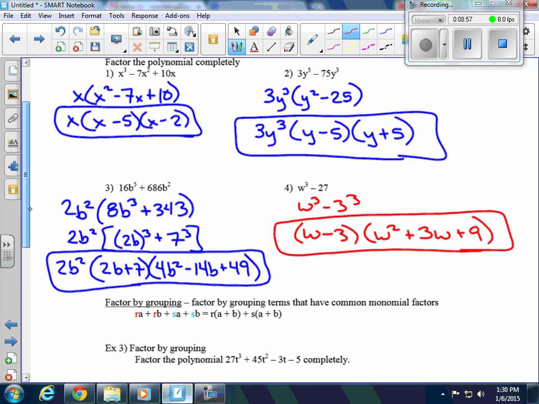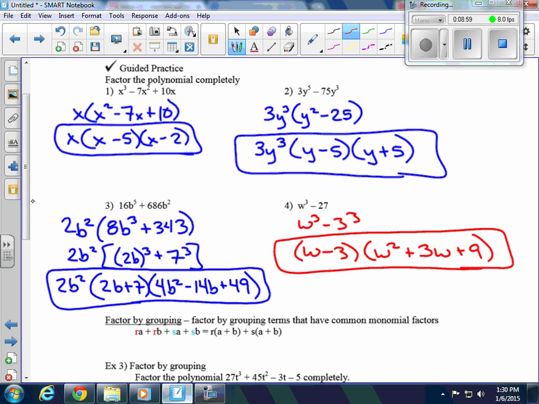And here are the answers to the guided practice questions 1 through 4. Notice in the first two, we factored out a common factor, and then we factored the trinomial in number 1. Number 2 is a difference of squares, so we factored from there. Numbers 3 and 4, in number 3, we factored out a common factor of 2b squared, and then we see that that is a sum of two cubes, so we used the sum of cubes property to simplify that. Number 4 was just a difference of cubes.